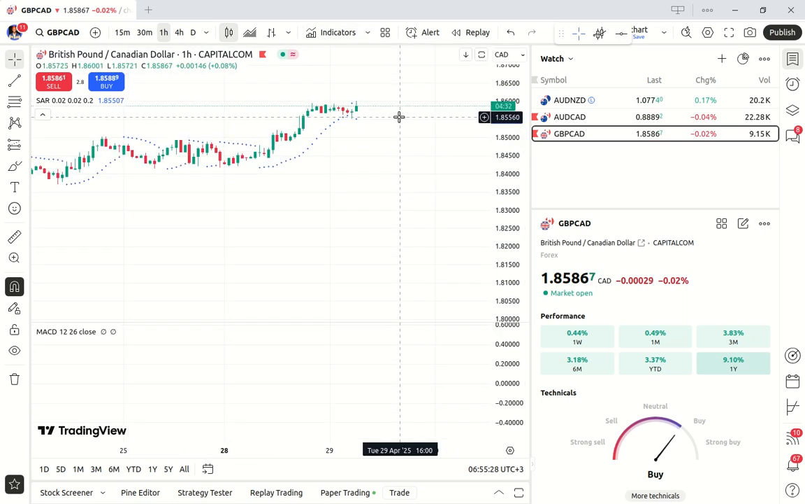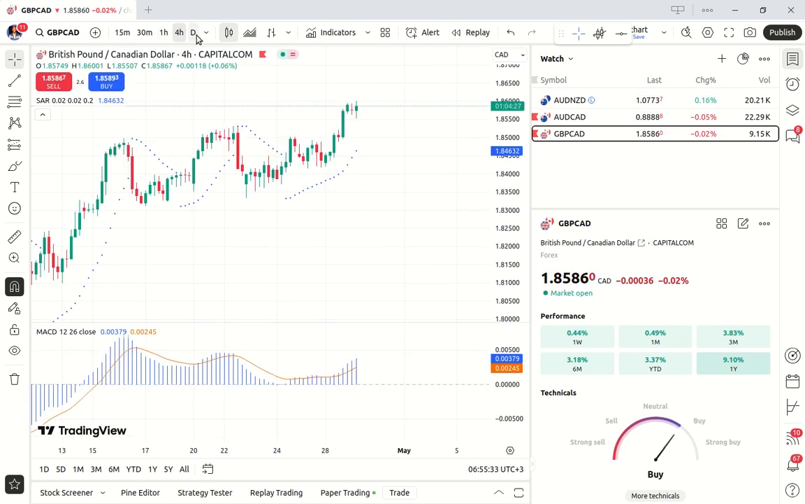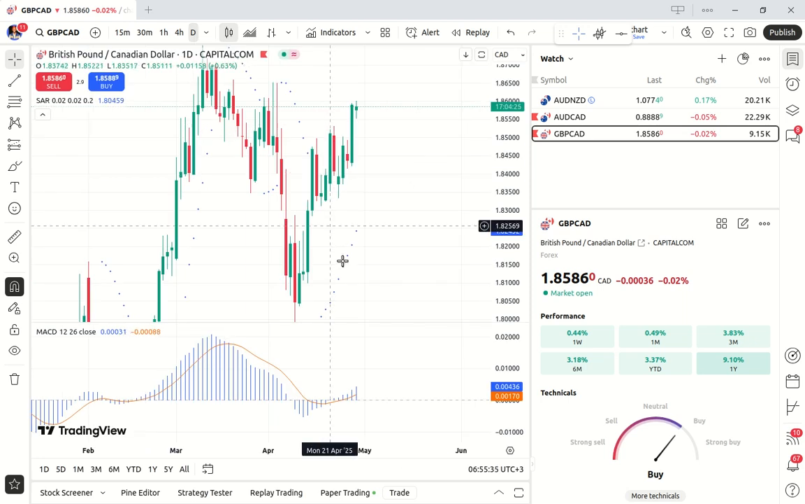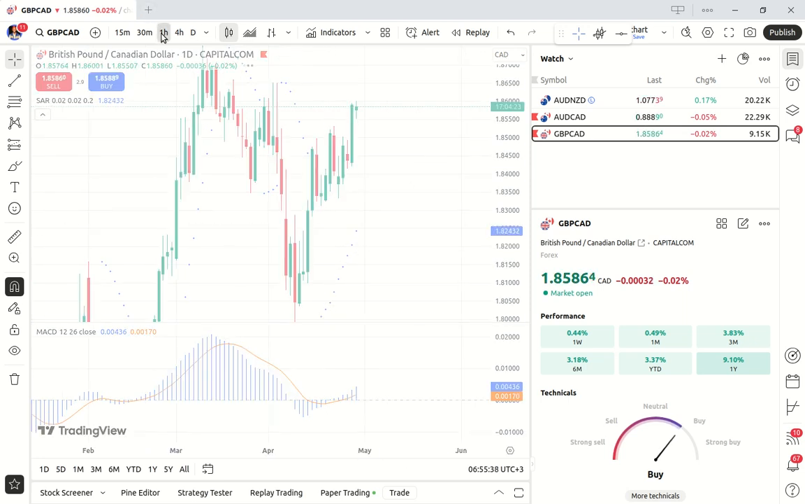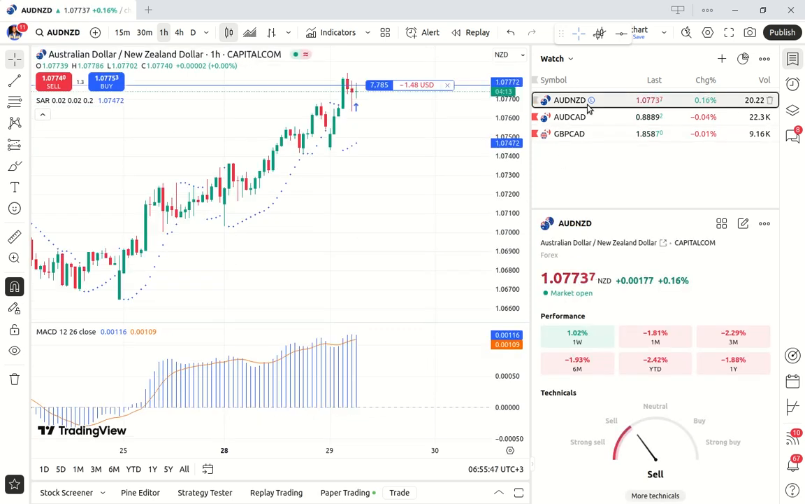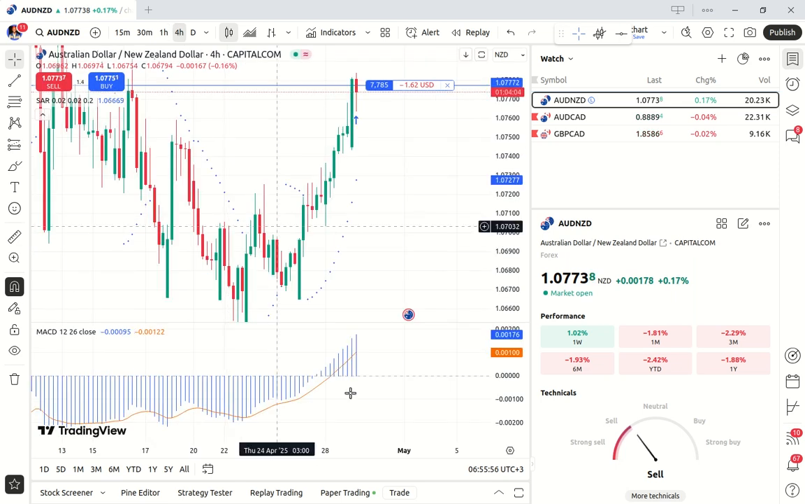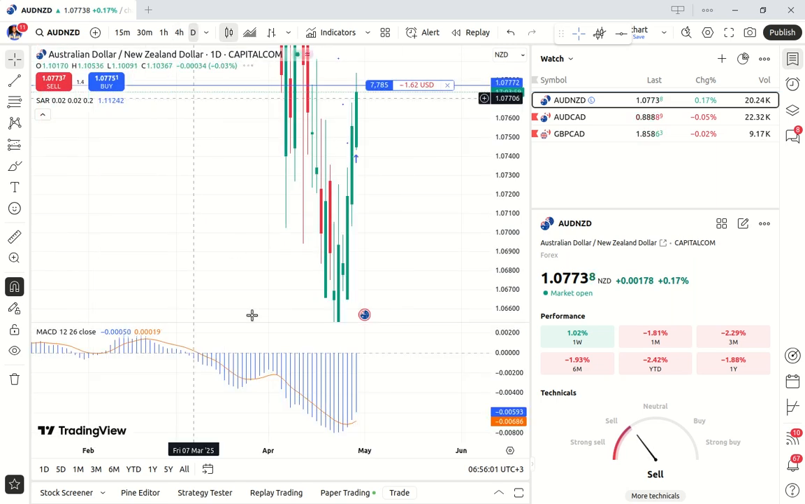So the last thing we're waiting for, and you can see the parabolic system as well, it has been activated. The price is above the parabolic lines, but on the 1 hour chart right there, it's just activated right here. So we're just waiting for this one here to cross. This one has been fully activated already. As you can see, it has crossed there, and here, and here.